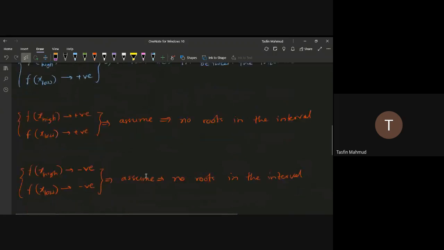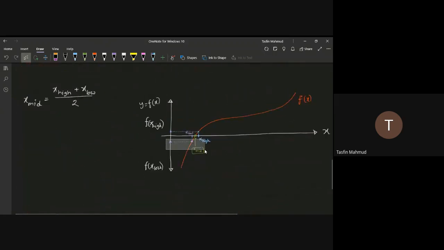Okay, so I've zoomed out. So if we go to the first point, our x low was somewhere here, in the first position, and the x high was somewhere here, right? For the first case, the given interval.